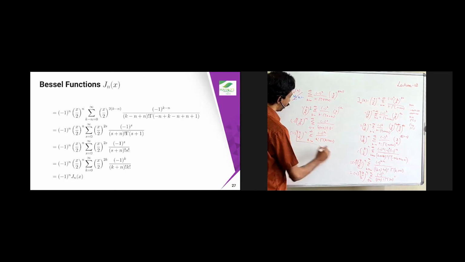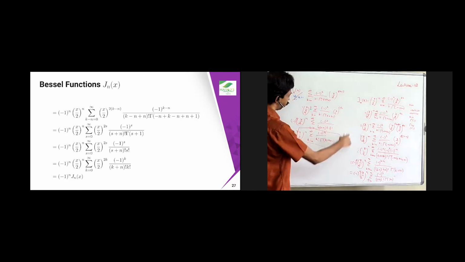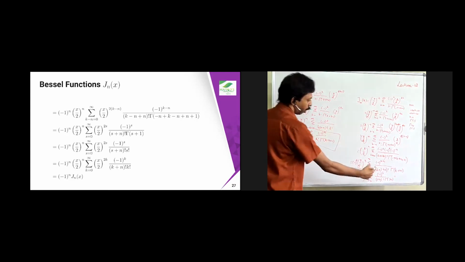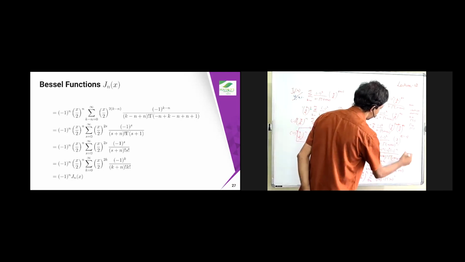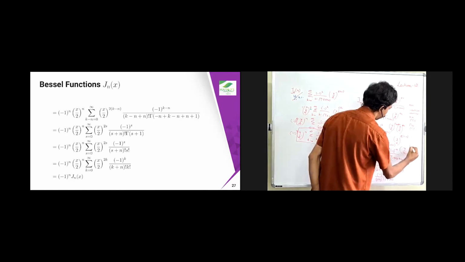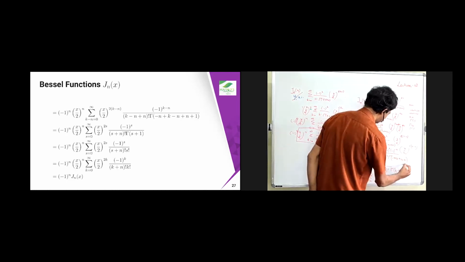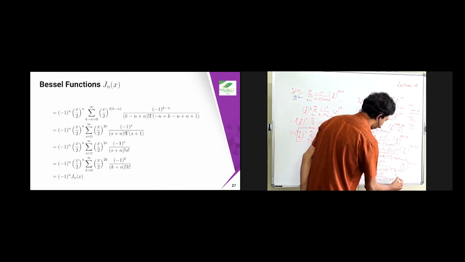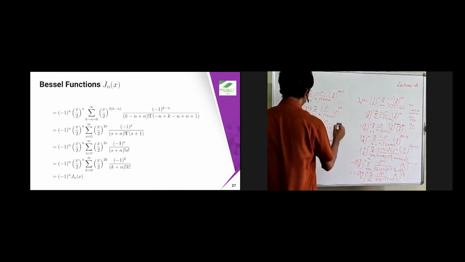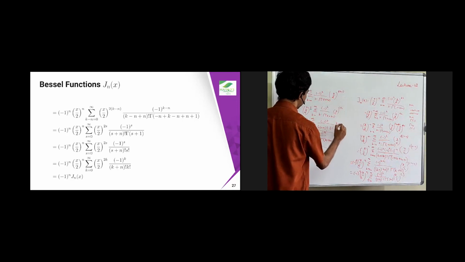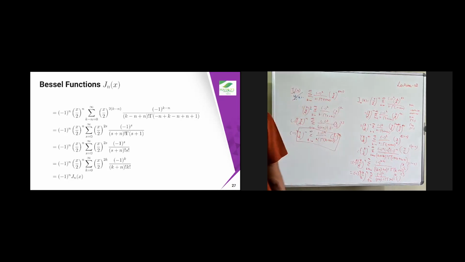So if you just concentrate on this one, this is the same as this one. Here I missed the (x by 2) power n term, this is going to be there. (x by 2) power 2k minus n, I missed that, so you can just write that. This is going to be (x by 2) power 2s; here also (x by 2) power 2s is there, and here this will become (x by 2) power 2k. So same thing as this one. Therefore, this is going to be minus 1 power n into J_n of x. So J_minus n of x is the same as minus 1 power n J_n of x.